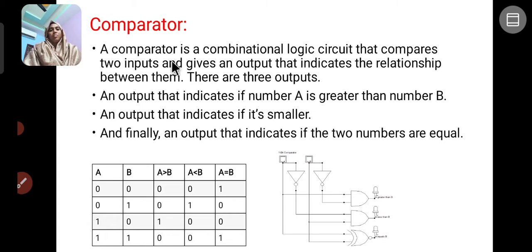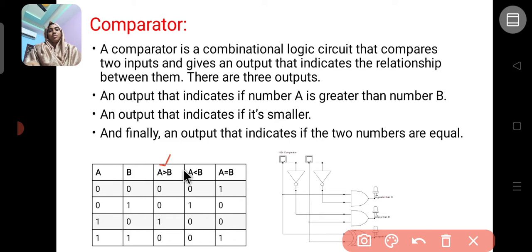Let's see. A comparator is a combinational logic circuit that compares two input levels and gives an output that indicates the relation between them. Here we have two inputs and three outputs. So first output is an output that indicates if number A is greater than B. If A is greater than B, this is the first condition. If A is greater than B, we will get output 1 if the condition is satisfied.